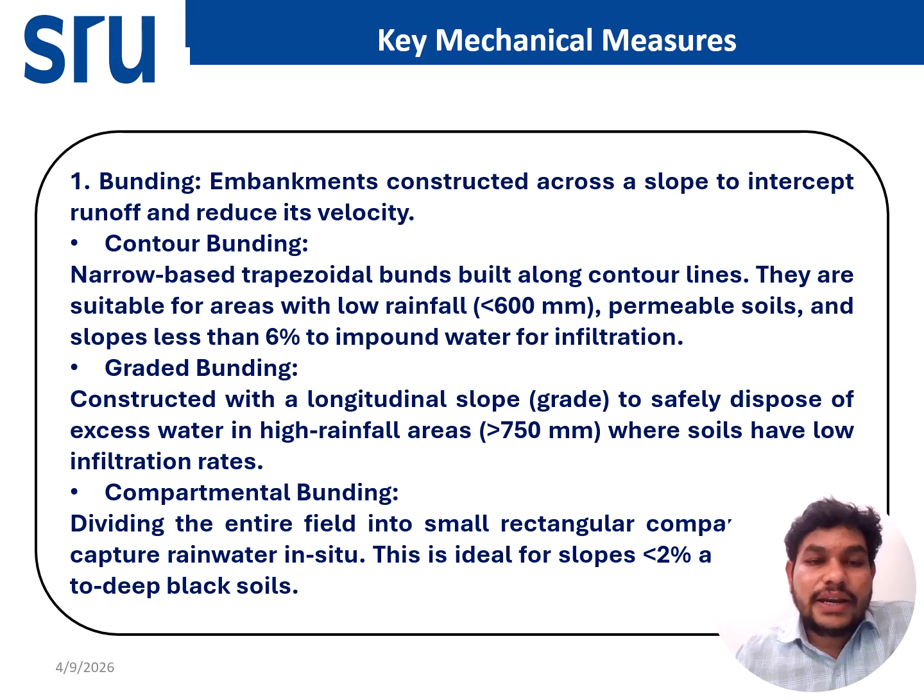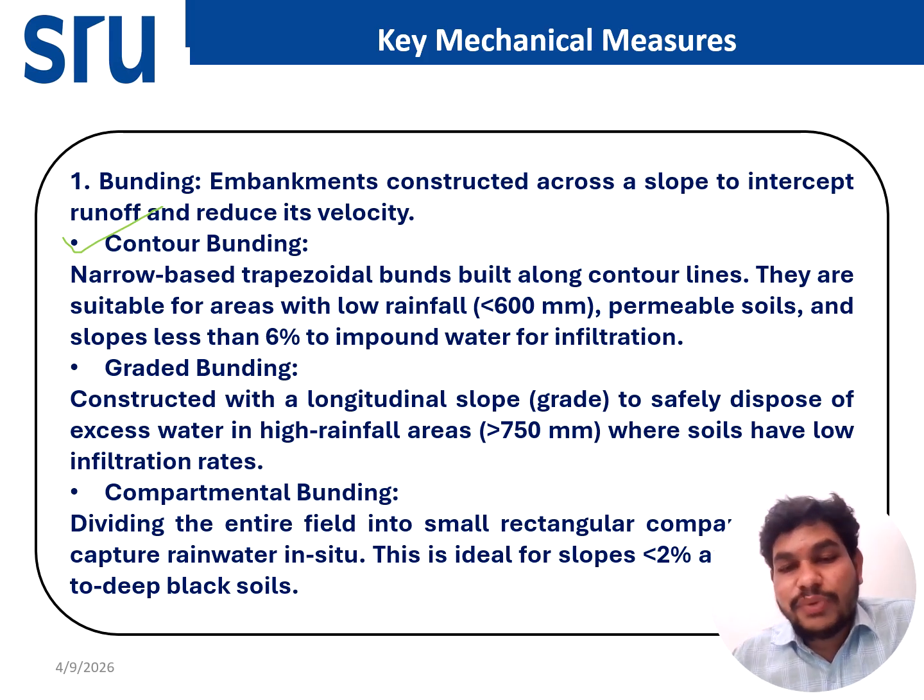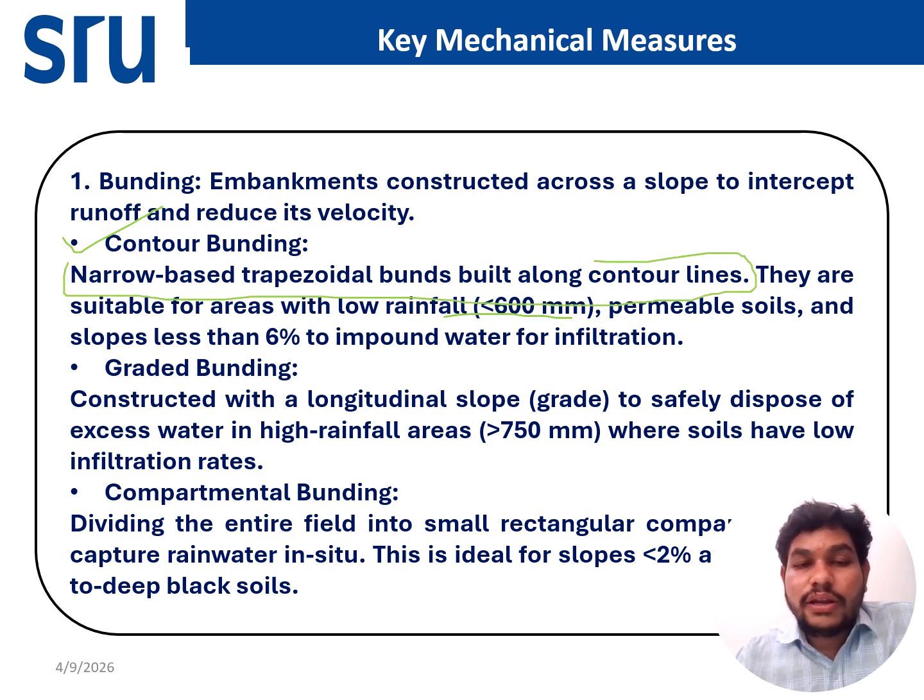The first practice is bunding. Bunding is an embankment structure across the slope to intercept the runoff and reduce the velocity. There are different types of bunding. Contour bunding is possible when the slope is less than 6%, which allows the water to infiltrate, and in low rainfall areas, less than 600. This is done at the border of the field along the contour lines in a trapezoidal shape.